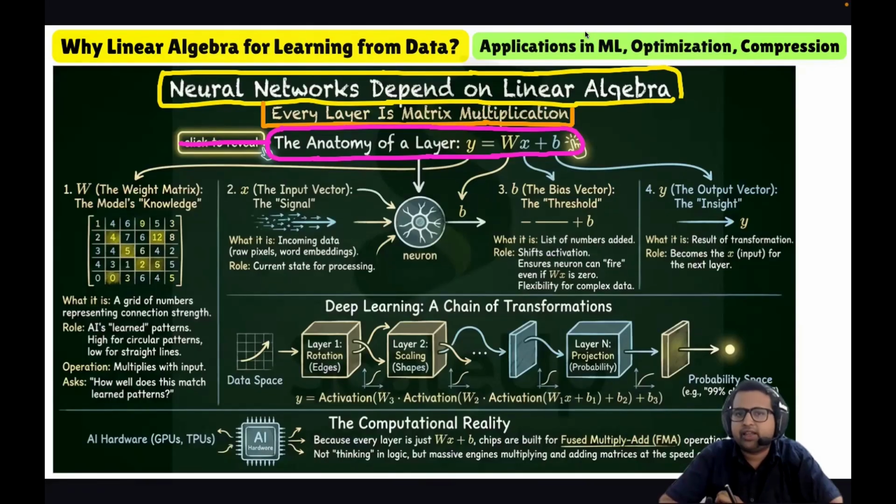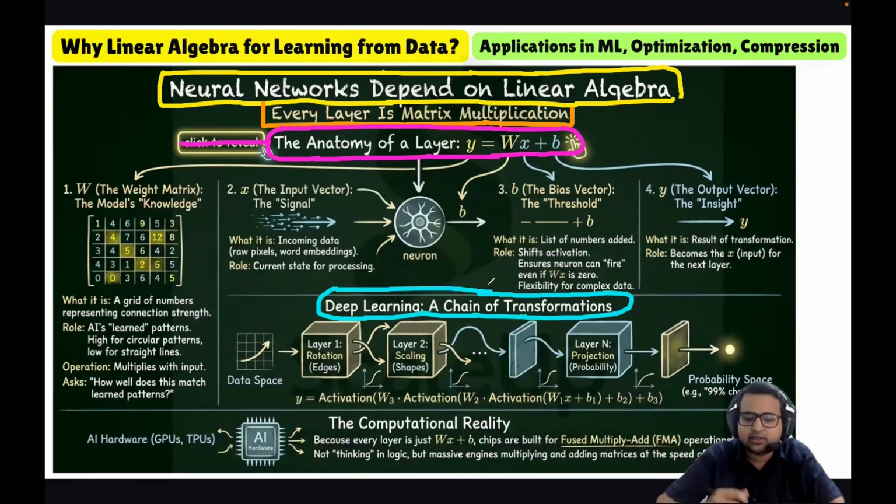Now deep learning is basically a chain of transformations. Deep learning is called deep because it stacks many of these layers on top of each other. Mathematically, deep learning looks something like this: y equals activation.